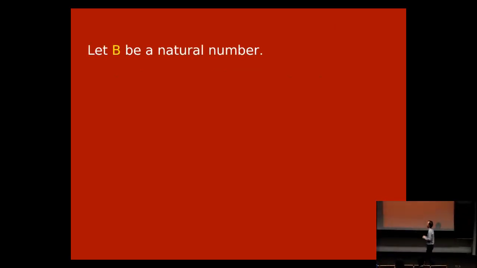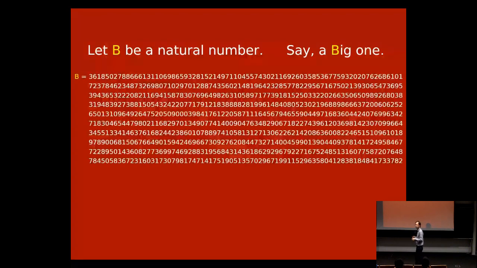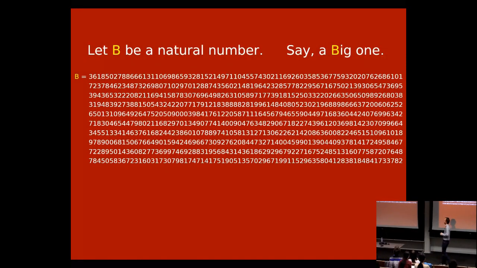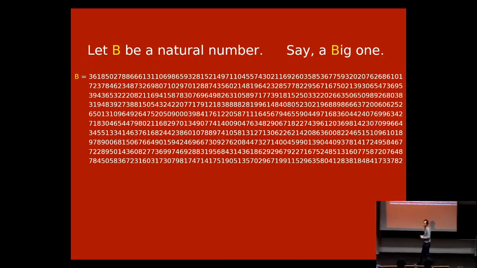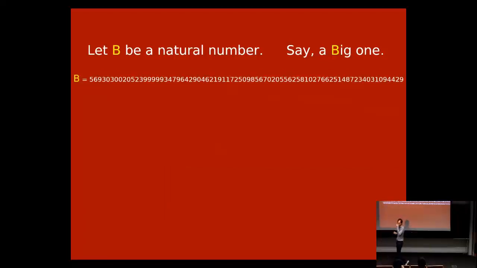So let's say B is a number. And as always with the arithmetic algorithms, you should really think of B as being a really big number. So like this, for example, that's a perfectly nice number to work with in number theory type algorithms. It's a very big number. Actually, unfortunately, I have to go to smaller numbers because if I use this as my running example, I'll have no space left in the slides.